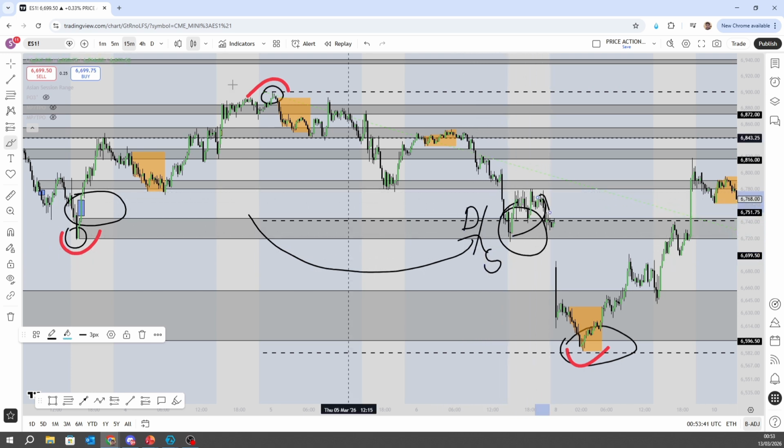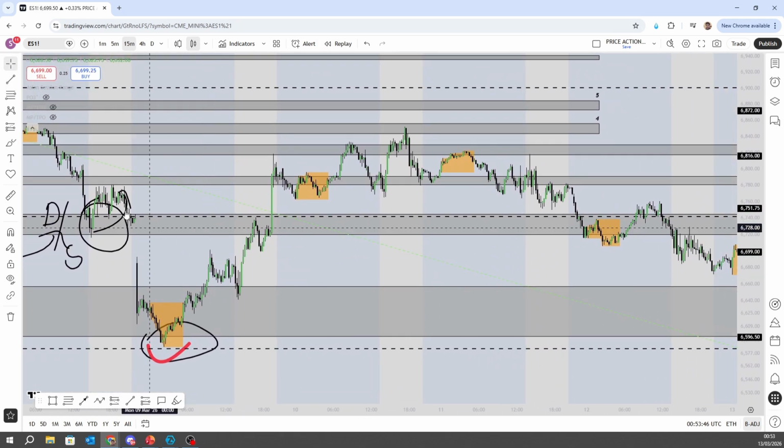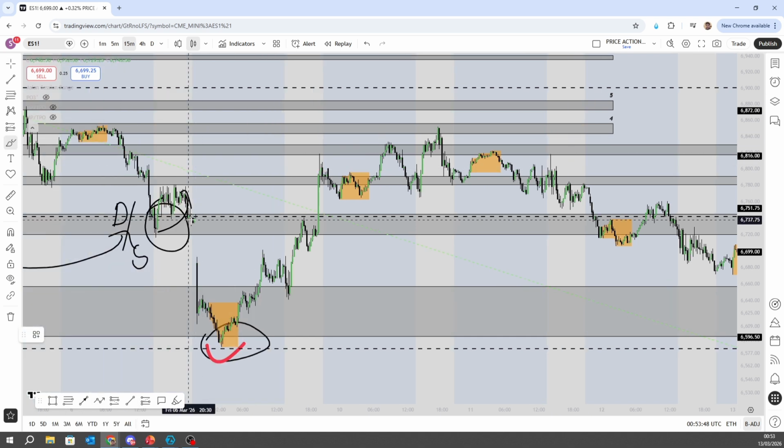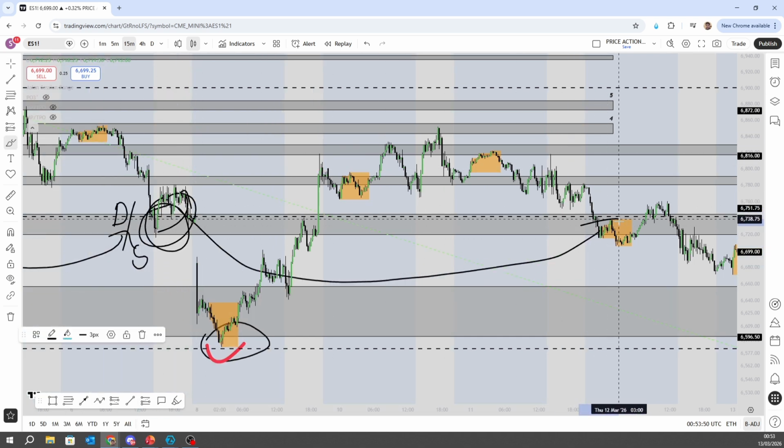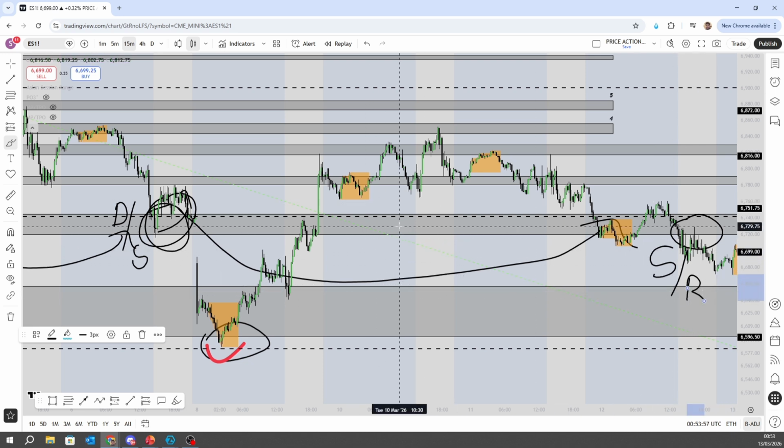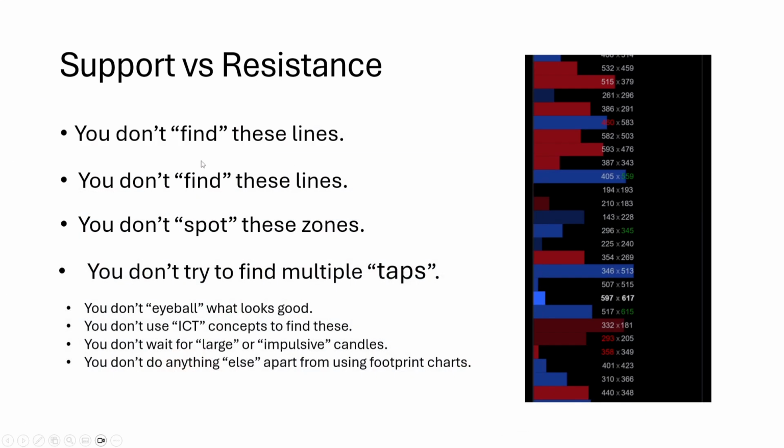Price went up. Now, what is important to understand, just for the sake of this video, is the market will revisit this level. The market revisits this level, and it's now acting as supply or resistance. Now, your job isn't to, this is the thing that drives me nuts, because I've seen so many traders do this. Support and resistance, let's finish on this topic because I think it's a very important topic. So you don't find these lines. I've said that twice. You don't find these lines.